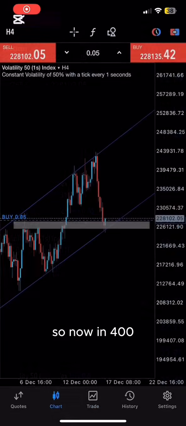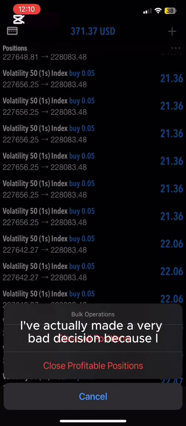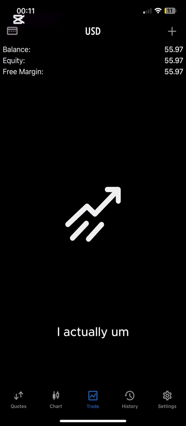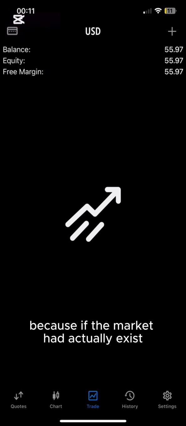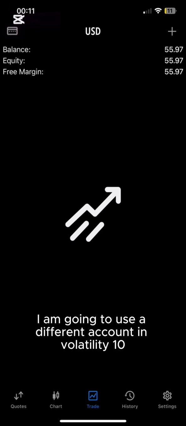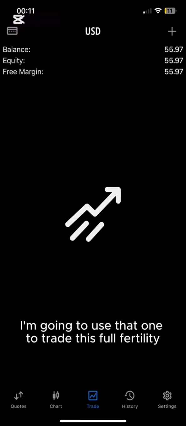So now in 400, I'm just going to close because, as you can see, I've actually made a very bad decision, because I actually put a lot of positions, because if the market had actually retraced, I would have blown the market. However, I am going to use a different account in volatility 10. As you can see, I have a $55 profit account. I'm going to use that one to trade this volatility 10.